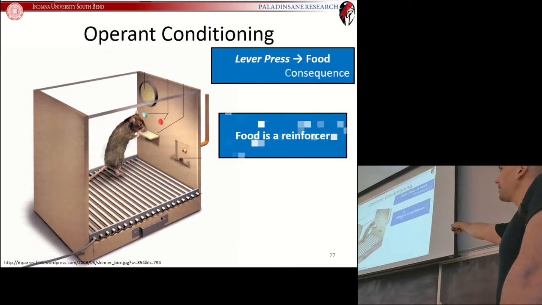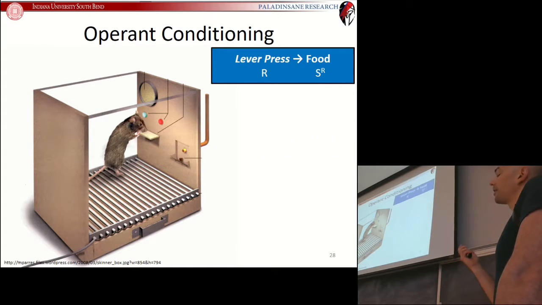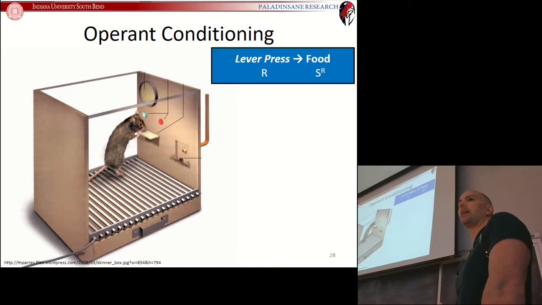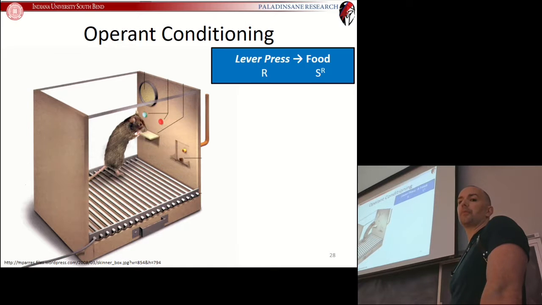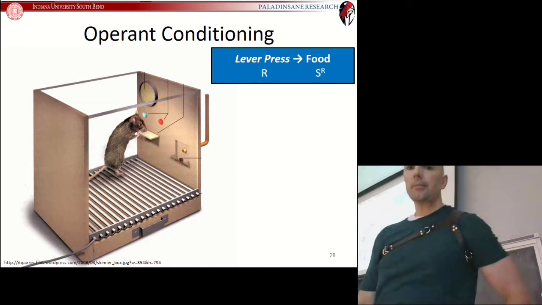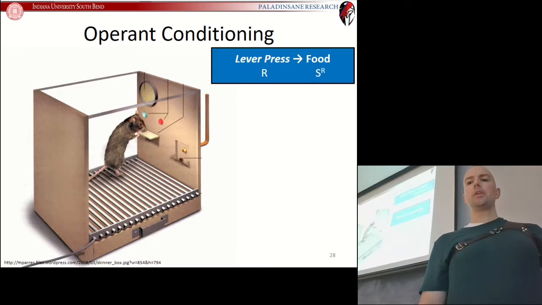If food is a reinforcer, the notation for that is: lever press, which is the operant behavior, R for response, leads to food, which is the stimulus, but we put that little superscript R on there to indicate that it's a reinforcer. Don't read this as R leads to S superscript R, because that makes no sense to us as human beings. Read this as the operant behavior is followed by the reinforcer. So S superscript R is the reinforcer.